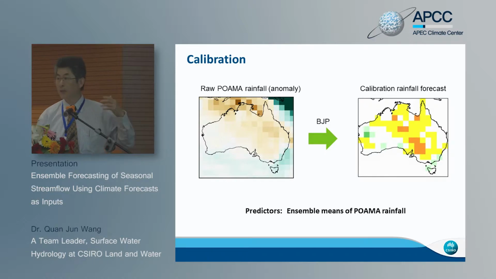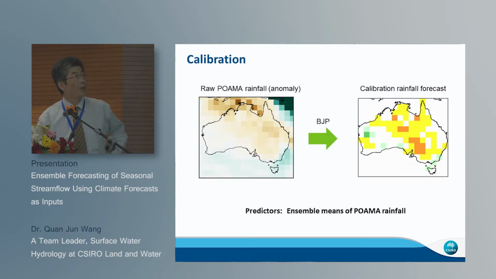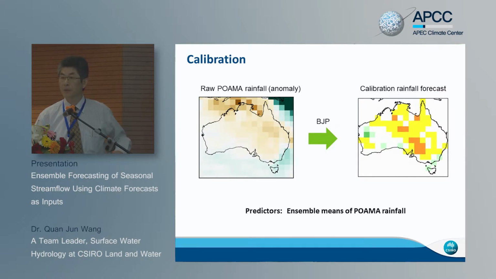And I'm showing you in the continental scale. So later on, I will talk about how to translate that into catchment scale. So calibration, essentially, we have the raw GCM forecasts. We want to make it become more like real rain forecasts. That is to correct the bias and also get the ensemble spread right. And the method we use is the BJP, the Bayesian joint probability method.